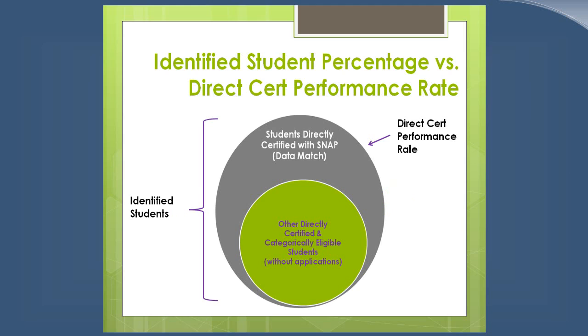In CEP, the identified students include students that are directly certified with SNAP and also other directly certified and categorically eligible students, such as those directly certified with TANF or homeless, migrant, and runaway students. Basically, any student certified for free meals without a household application and not subject to verification. In most, if not all cases, students directly certified with SNAP will be the largest subset of identified students, but other categories are included in the identified students group. In contrast, the direct certification performance rate is based on students directly certified with SNAP.